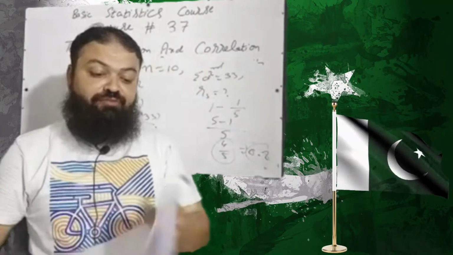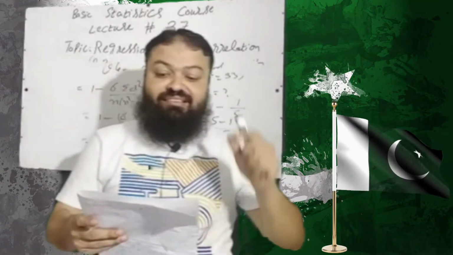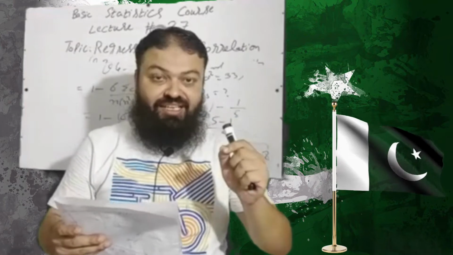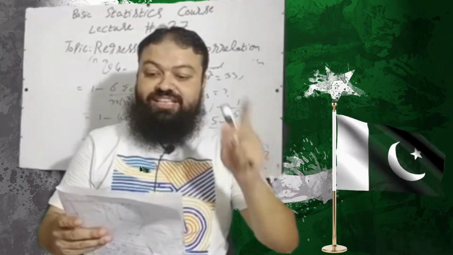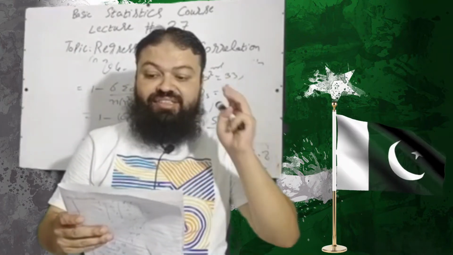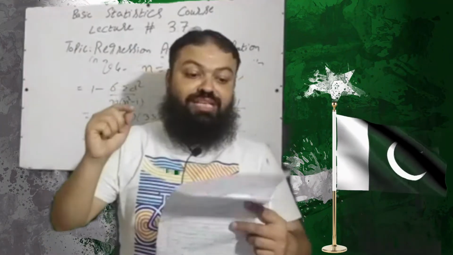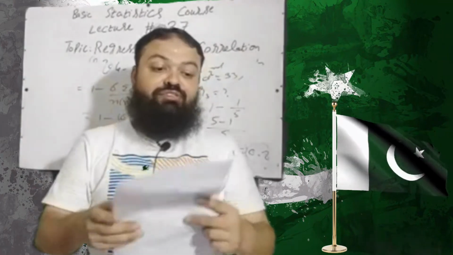Question number 5. The statistical test used to test the regression coefficient is A. Normal, incorrect, B. chi-square, incorrect, C. F, incorrect, D. T is the correct option, which is used to test the slope, the regression coefficient.